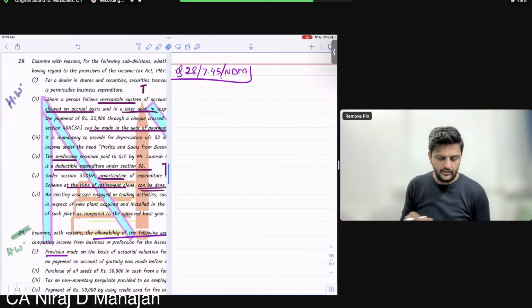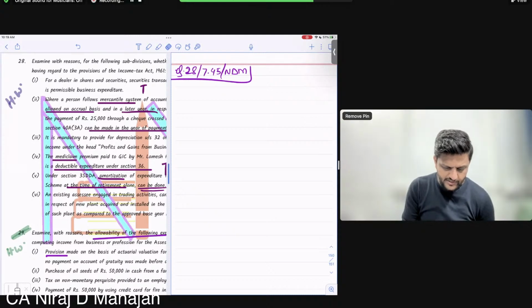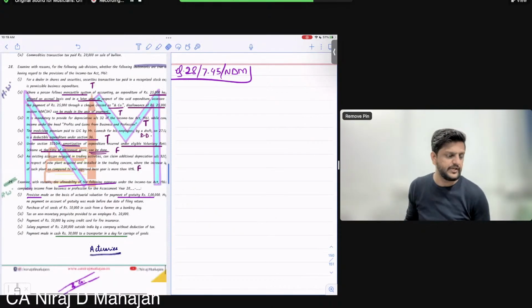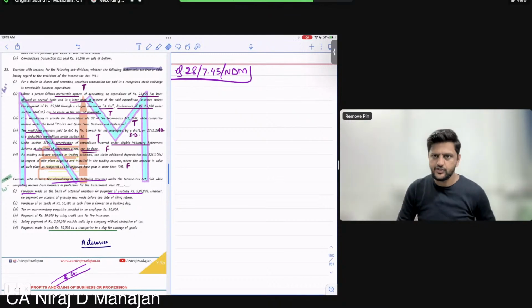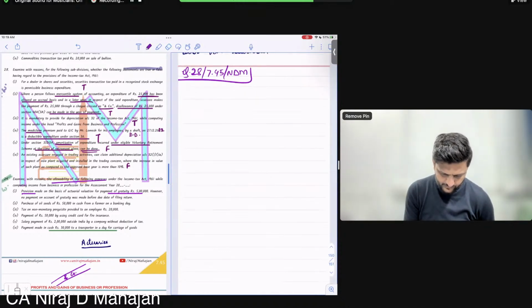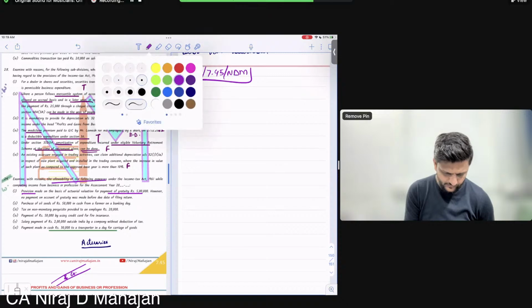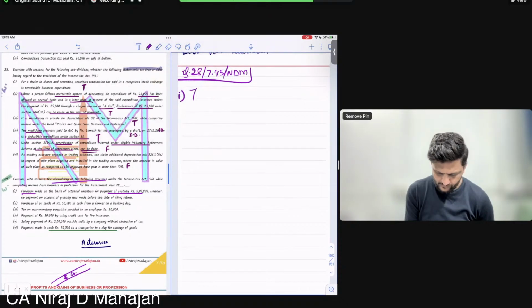28. Ready everybody? For a dealer in shares and securities, the STT paid in a recognized stock exchange is allowed as business expenditure. The answer is yes, because the income is shown under this head of income, that means PGBP. Therefore, it is specifically allowed as expenditure. Correct, no? So write down: True.